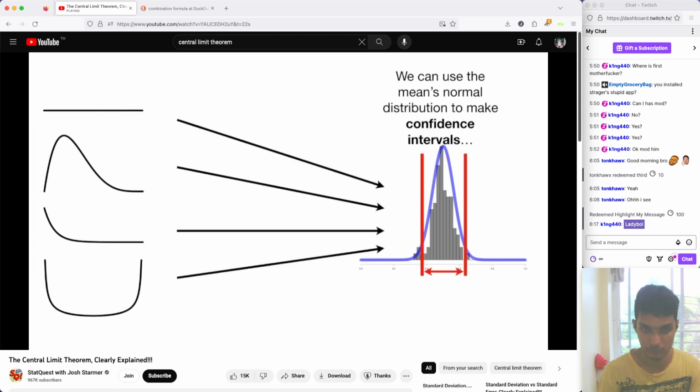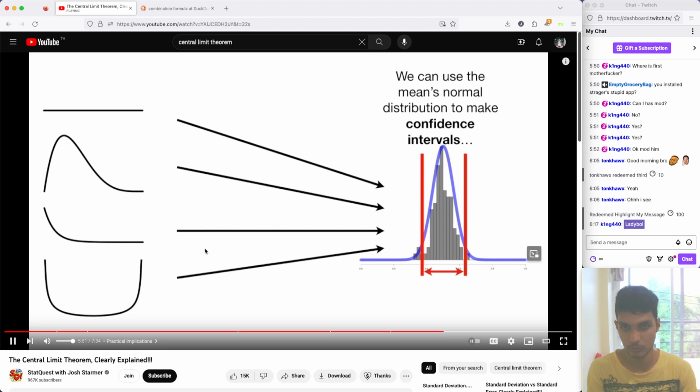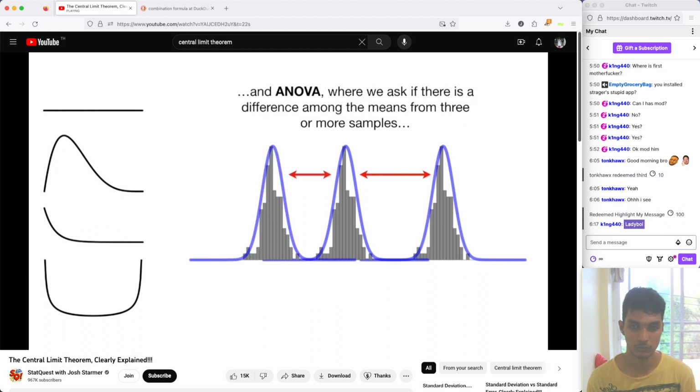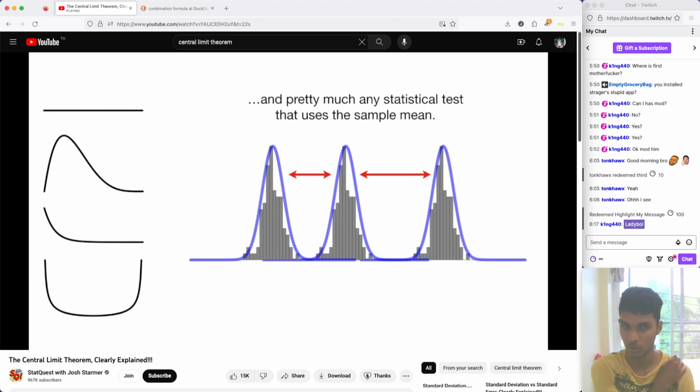We can use the means' normal distribution to make confidence intervals, do t-tests where we ask if there's a difference between the means from 2 samples, and ANOVA, where we ask if there is a difference among the means from 3 or more samples, and pretty much any statistical test that uses the sample mean.